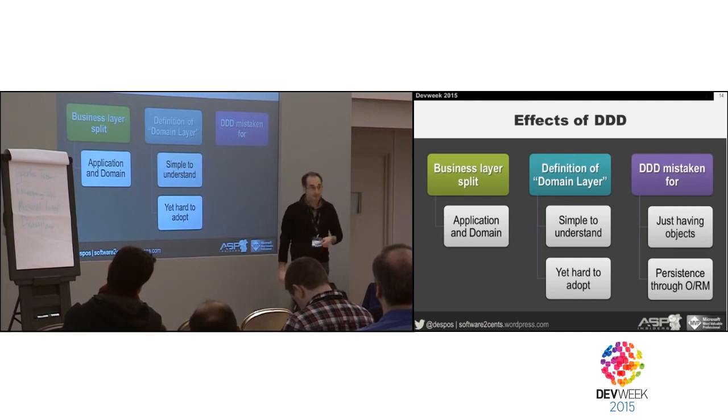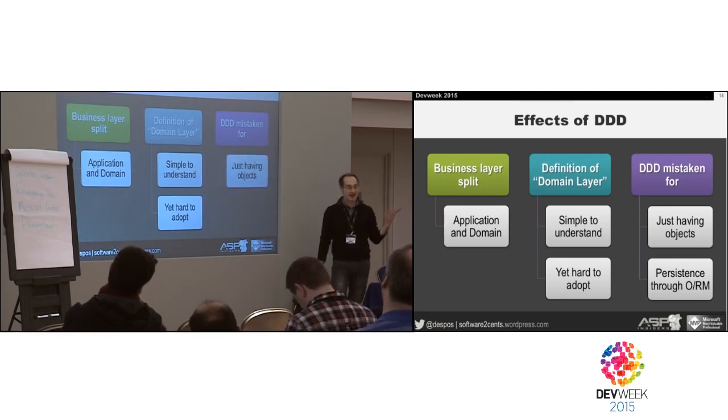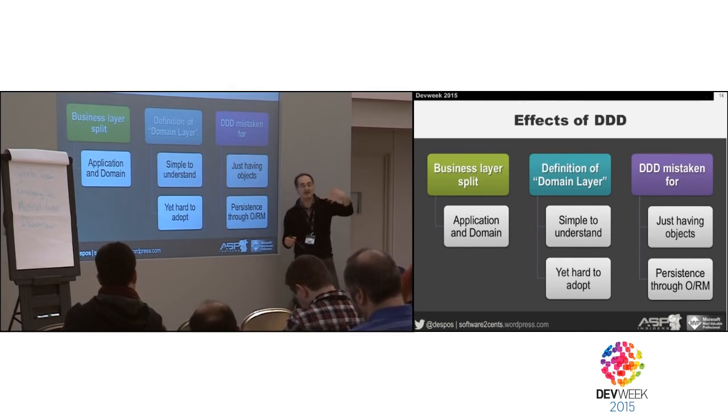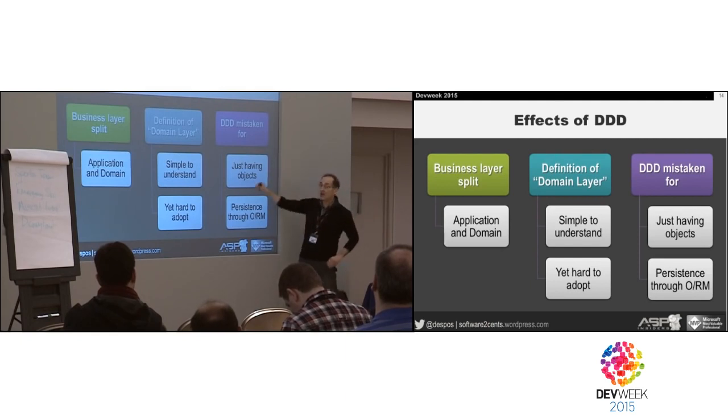But DDD, over the years, has been for the most part mistaken for just having objects and avoiding stored procedures and doing persistence only through object relational mappers, Entity Framework, and Hibernate, and things like that, which are good because they still keep you isolated from the details of T-SQL. But if you know T-SQL and you are familiar with T-SQL, why should you change your entire way of working as far as persistence is concerned only because of DDD or ORMs?